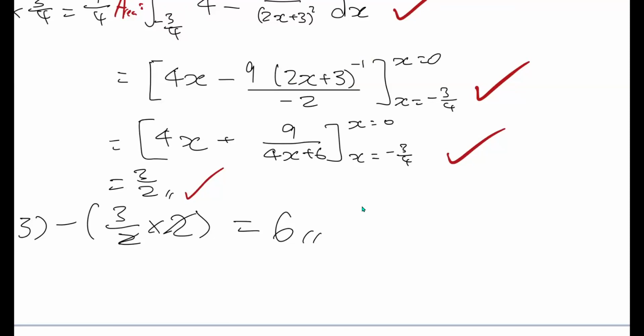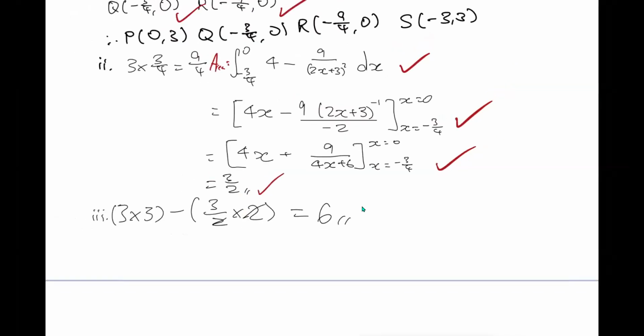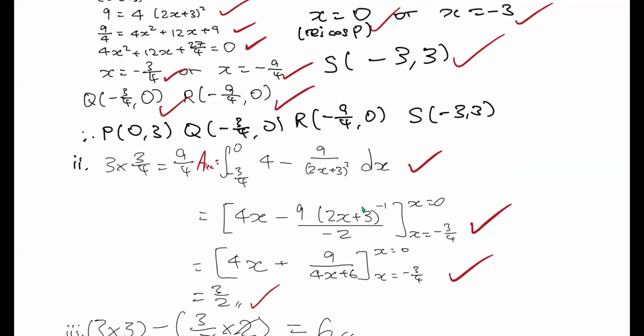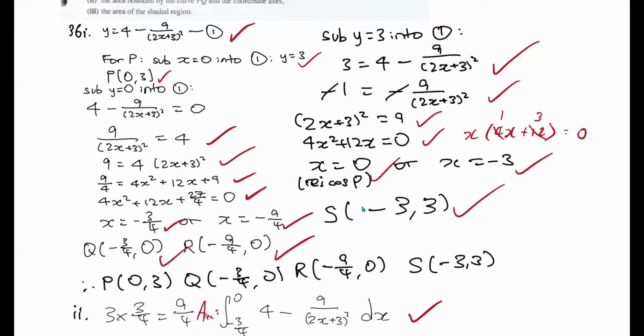Then you subtract away the other guy, but you sub in with -3/4. 4 times -3 over 4 plus 9 over 4 times -3 over 4 plus 6. So you end up with 3 over 2. Yes, good. So for part 3, the area of the shaded region. So how did you do it? 3 times 3 minus 3 over 2 times 2.